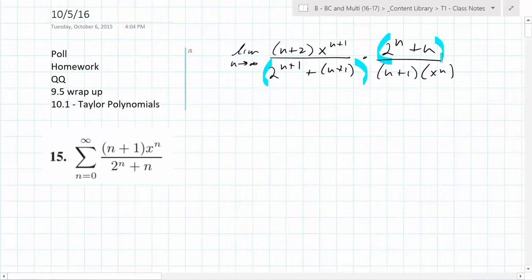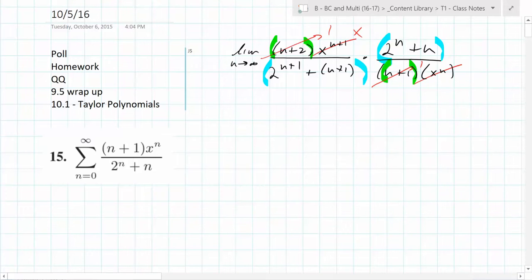Is there anything that cancels? Like what could you do here? Well, there's pieces of it you could look at. Let's look at the green piece right here. Let's look at n plus 2 over n plus 1. What is that going to go to? This approaches 1. Do you agree? Yes. Correct? And then x to the n cancels, and what are you left with?